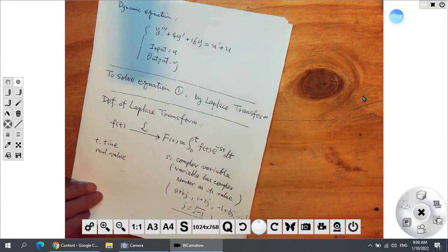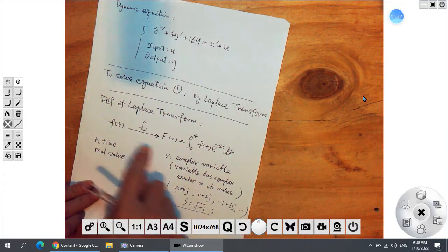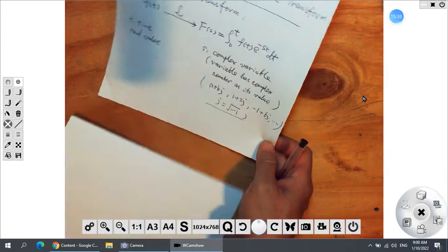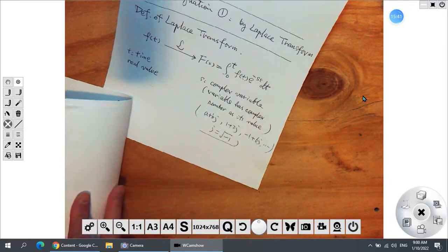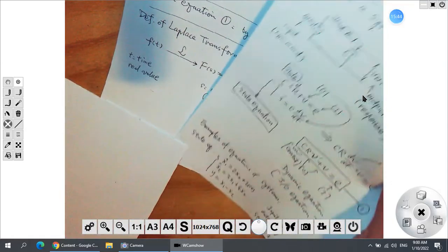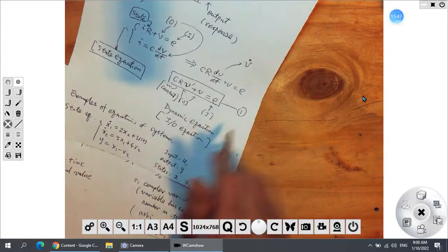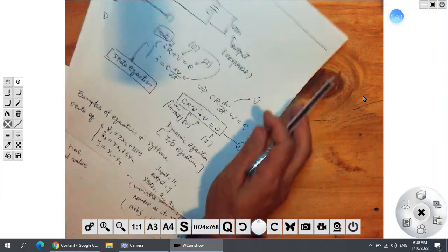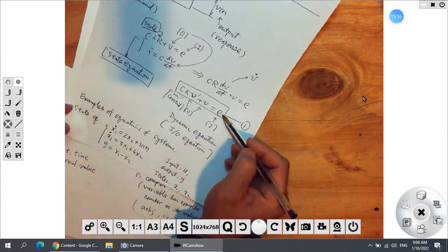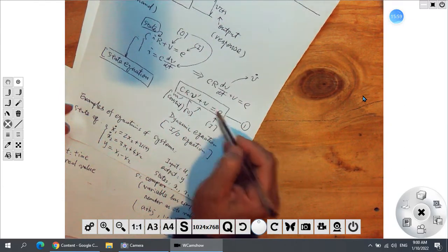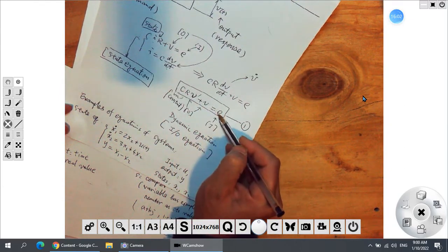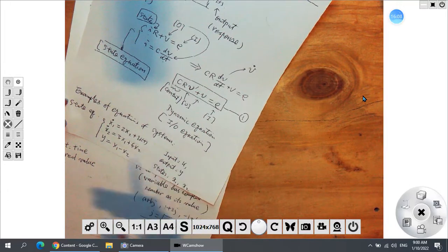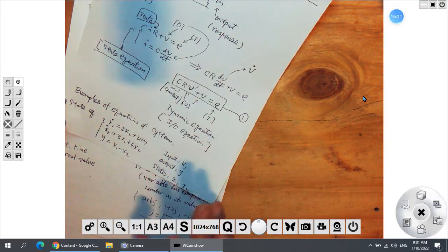Then we try to use this to solve Equation 1. Equation 1 is here, right? We try to solve it. So we perform the Laplace transform on the whole equation, on both sides. The left side and the right side, we perform the Laplace transform on them, and we will see the result gives us something that is better to solve.